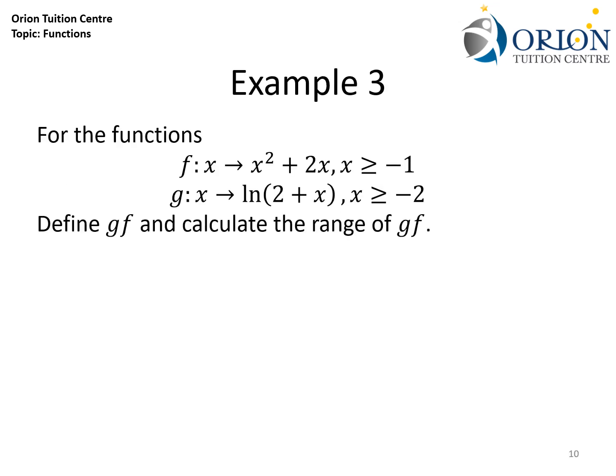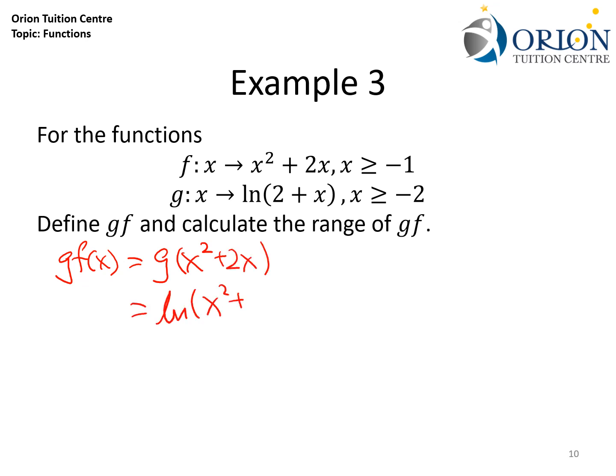In example 3, we will use the graph method to determine the range of the composite function gf. So let's first define the function gf. So I have gf(x) equals g of x squared plus 2x, which therefore gives me ln of x squared plus 2x plus 2, and the domain of gf follows the domain of f, which means x must be more than or equal to negative 1.